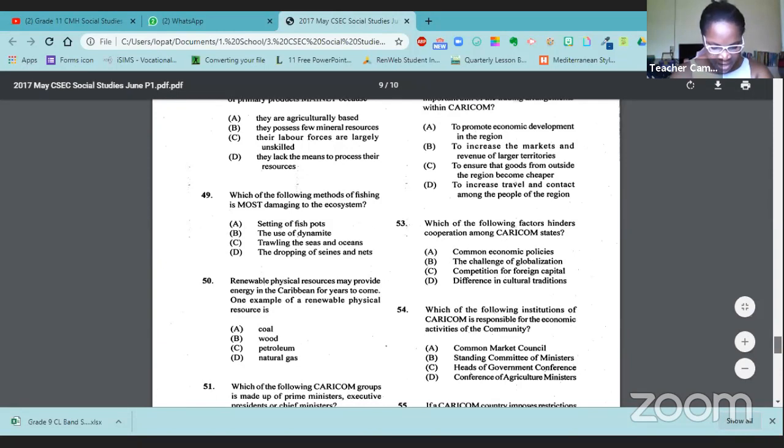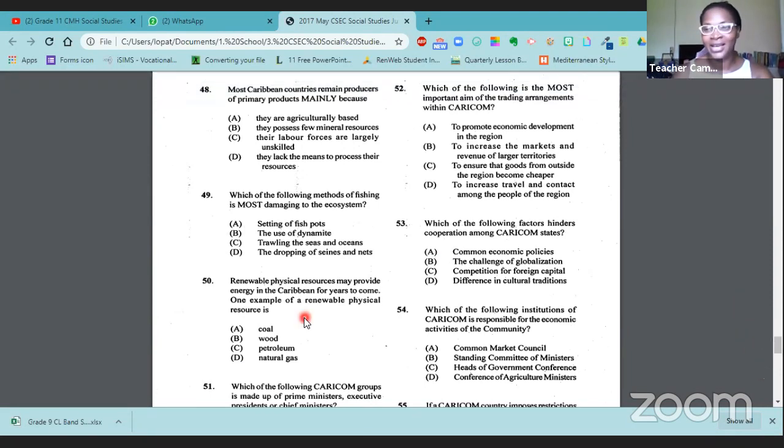50, and our final question. Renewable physical resources may provide energy in the Caribbean for years to come. One example of a renewable physical resource is wood. Coal is not a renewable resource, neither is petroleum or natural gas. So the answer would be wood. All right, it has been a task, but not one we could not dent. All right, thanks very much.